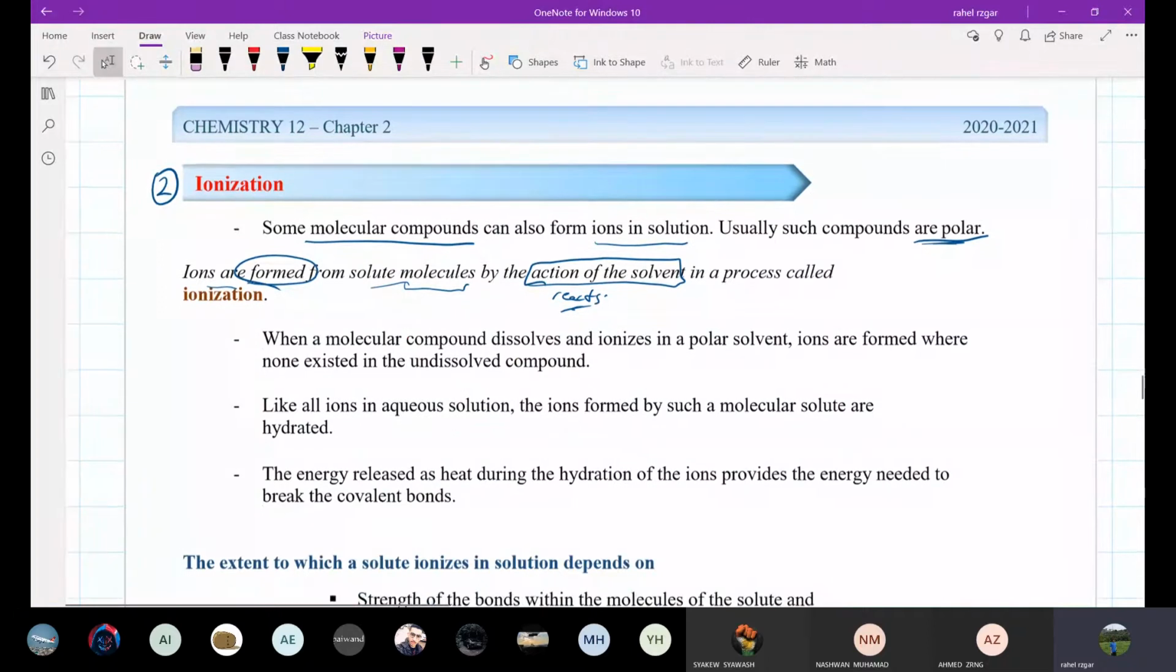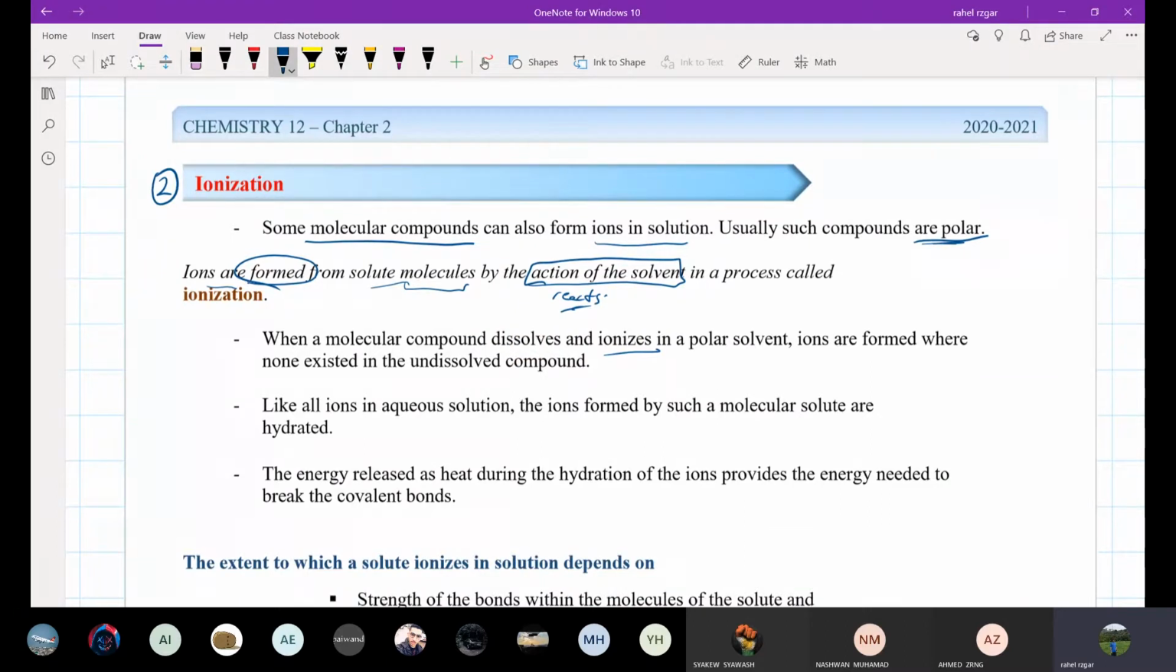So when a molecular compound dissolves and ionizes, it has to dissolve, then ionize. These are two different things. First, they have to dissolve, then they can ionize. But some things dissolve and they never ionize.